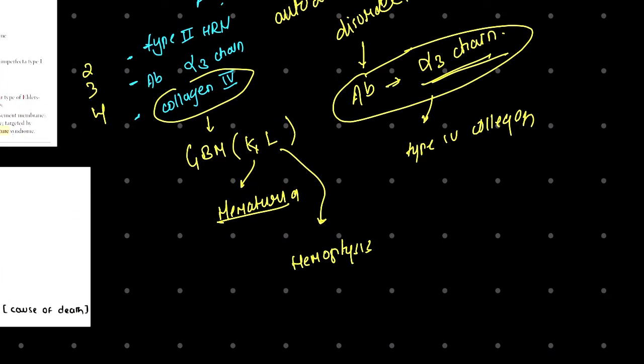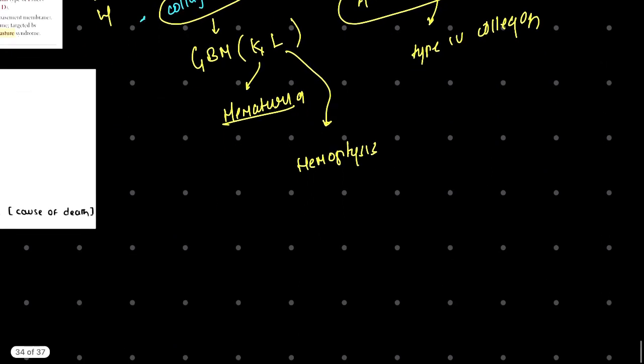Okay, now this was all about the brief description. Now we'll be talking about diagnosis, right? How we are going to diagnose our Goodpasture syndrome. So here what we'll do is we'll do renal biopsy, right, we'll do renal biopsy.